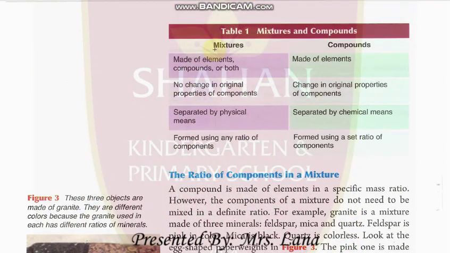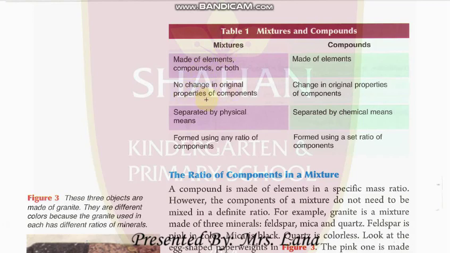Here we have the differences between a mixture and a compound. Compounds are made of elements, but mixtures are made of elements, compounds, or both.